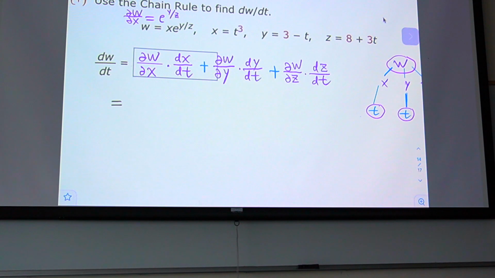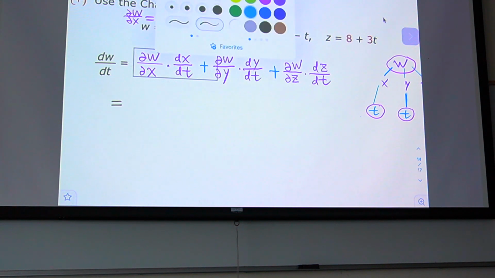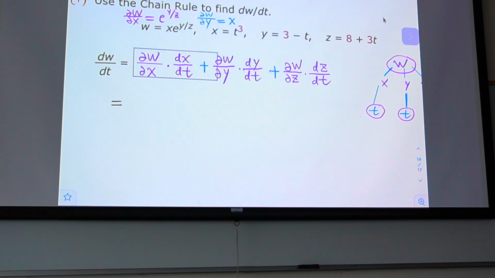Since we're doing so well, let's continue to find partial w partial y. What does it equal? We're going to think about x and z as constants. The x stays there, because the x here is like a constant multiple. So you still have the x there.